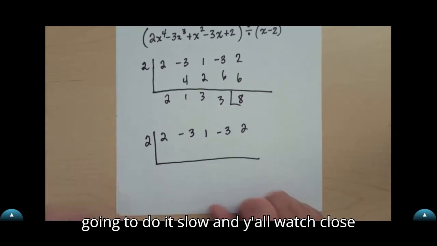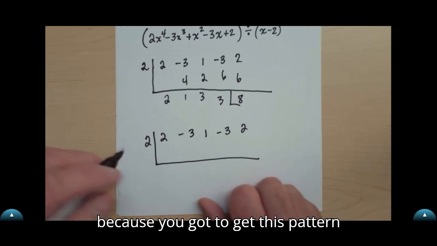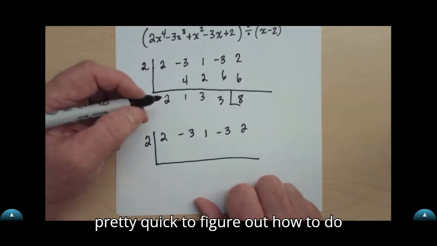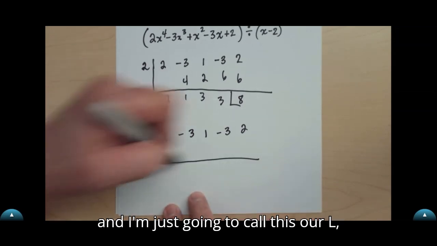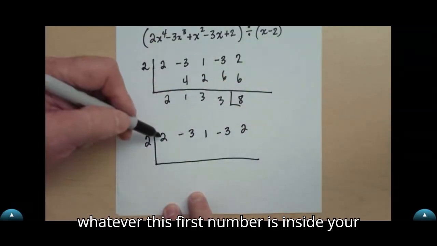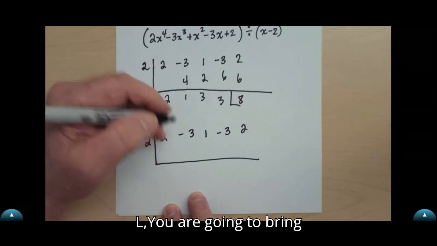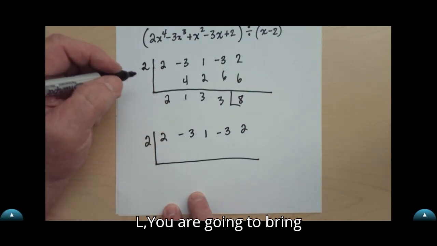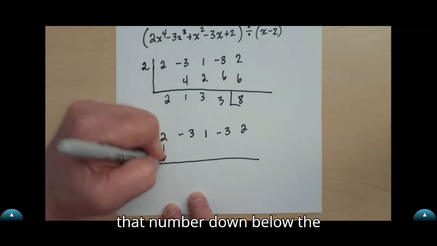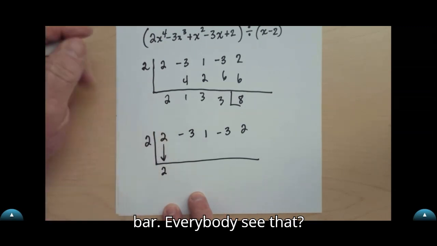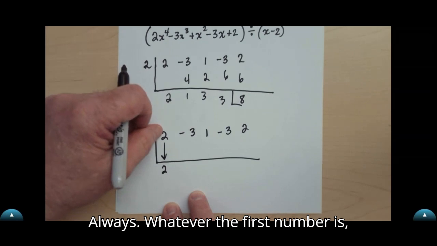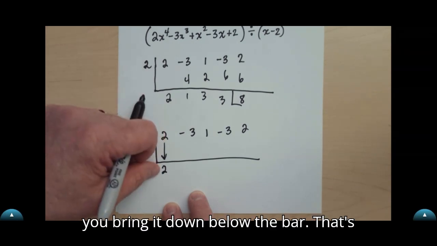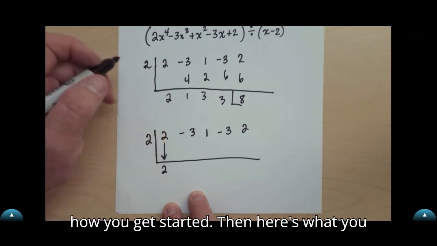I'm going to do it slow, and y'all watch close because you got to get this pattern pretty quick to figure out how to do this. Whatever your first number is, I'm just going to call this our L. Whatever this first number is inside your L, you are going to bring that number down below the bar. Everybody see that? Always. Whatever the first number is, you bring it down below the bar. That's how you get started.